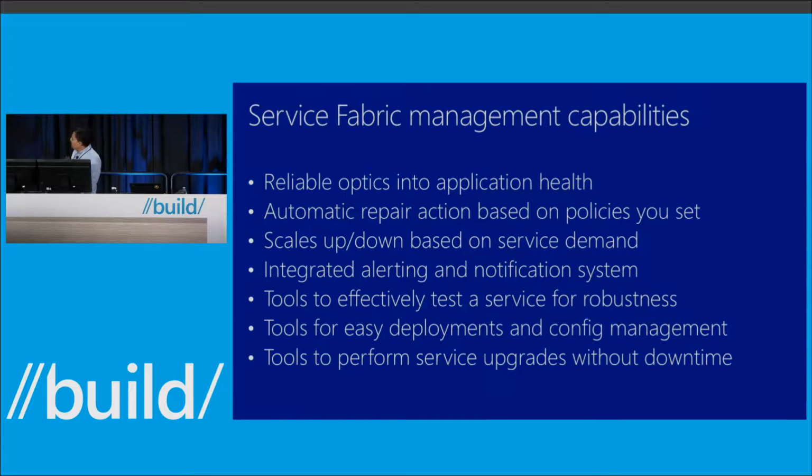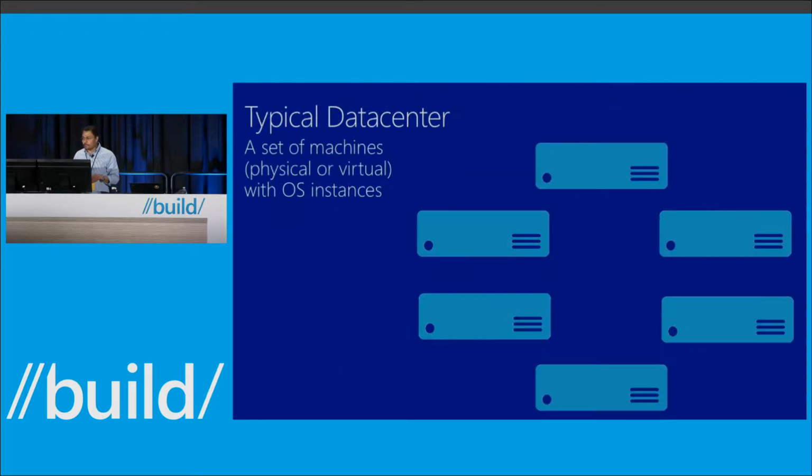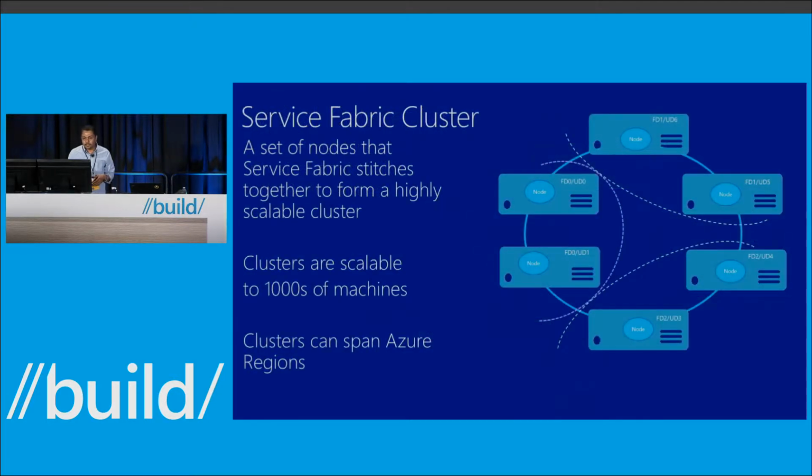So let me now go into some of the details of each of these bullet points I listed, and then I can give you some more interesting feature descriptions. Before I get into it, I'm sure you guys have seen this diagram multiple times by now. This basically is a collection of machines, and they are only as reliable and fault tolerant as the individual units. So now let me introduce you to the Service Fabric cluster.